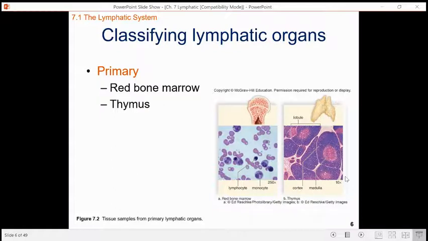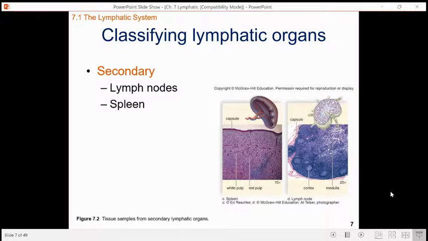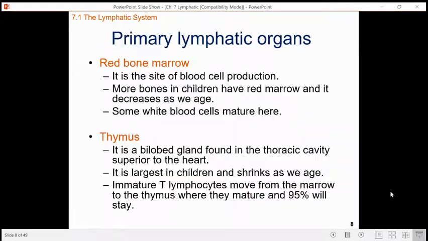Now, if we start classifying our lymphatic organs, we have our primary organs, which are the red bone marrow and the thymus. This is where you're seeing the production and then maturation of the white blood cells. In the secondary lymphatic organs, we're looking at the lymph nodes and the spleen, and these are working in conjunction with the rest of the lymphatic system. Let's talk a little bit more about this.